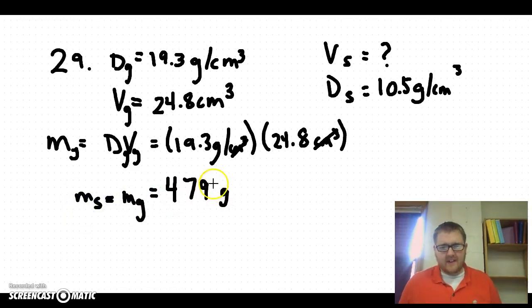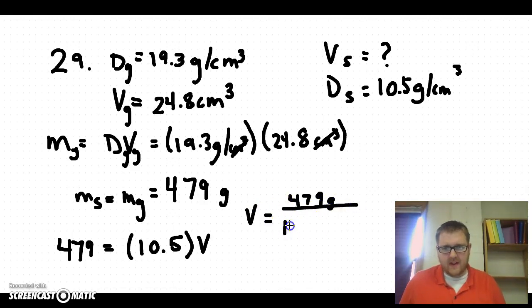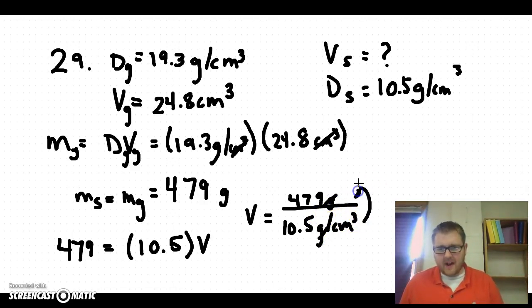So now I want to find out what the volume is. So I'm going to go ahead and take the same equation, 479 is the mass of my silver, equals the density of silver, 10.5, multiplied by, again, the volume. So that requires me to divide 479 grams by 10.5 grams per cubic centimeter. Grams cancel out. I have 1 over cubic centimeters on the bottom of my fraction. That means cubic centimeters comes on top.